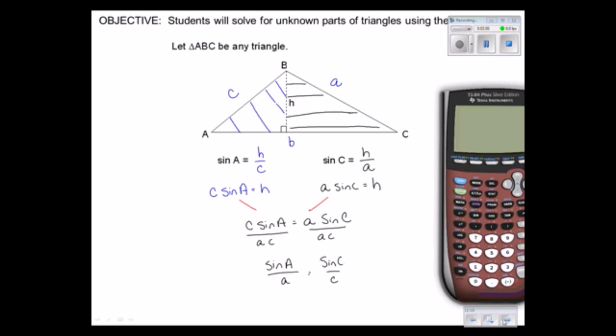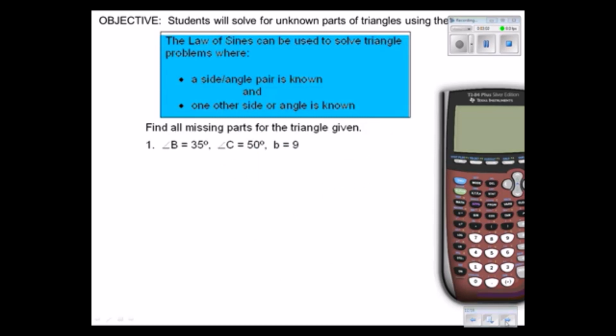So let's use it to solve some triangles. You use the law of sines to solve for unknown parts when you have a side angle pair and one other side or one other angle. I'll talk about what a side angle pair is as we label the first example. So draw a triangle, and it doesn't have to be a right triangle. And I'm going to label the angles with capital letters.